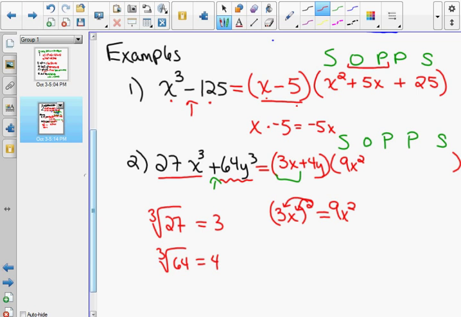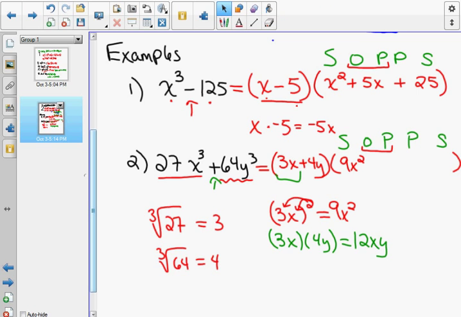Now again, I want the opposite product. So I'm going to be multiplying 3x times 4y. I'm going to have to multiply the numbers, which will give me 12, and the variables, which in this instance really just puts them together. We just now have 12xy. I want the opposite product, so I'm going to put down a minus 12xy.